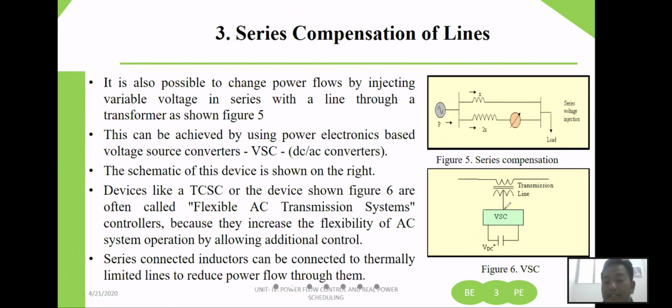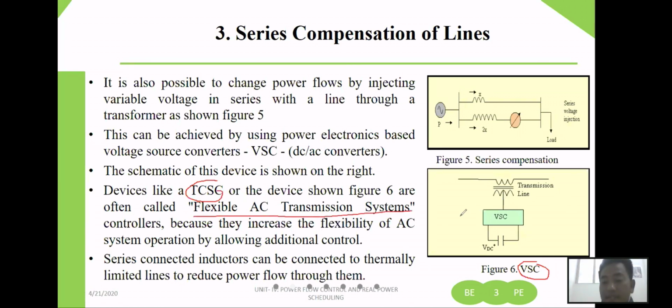So this type of device, like the VSC and the TCSC, or the device shown in figure C like the VSC, is known as FACTS, Flexible AC Transmission System.